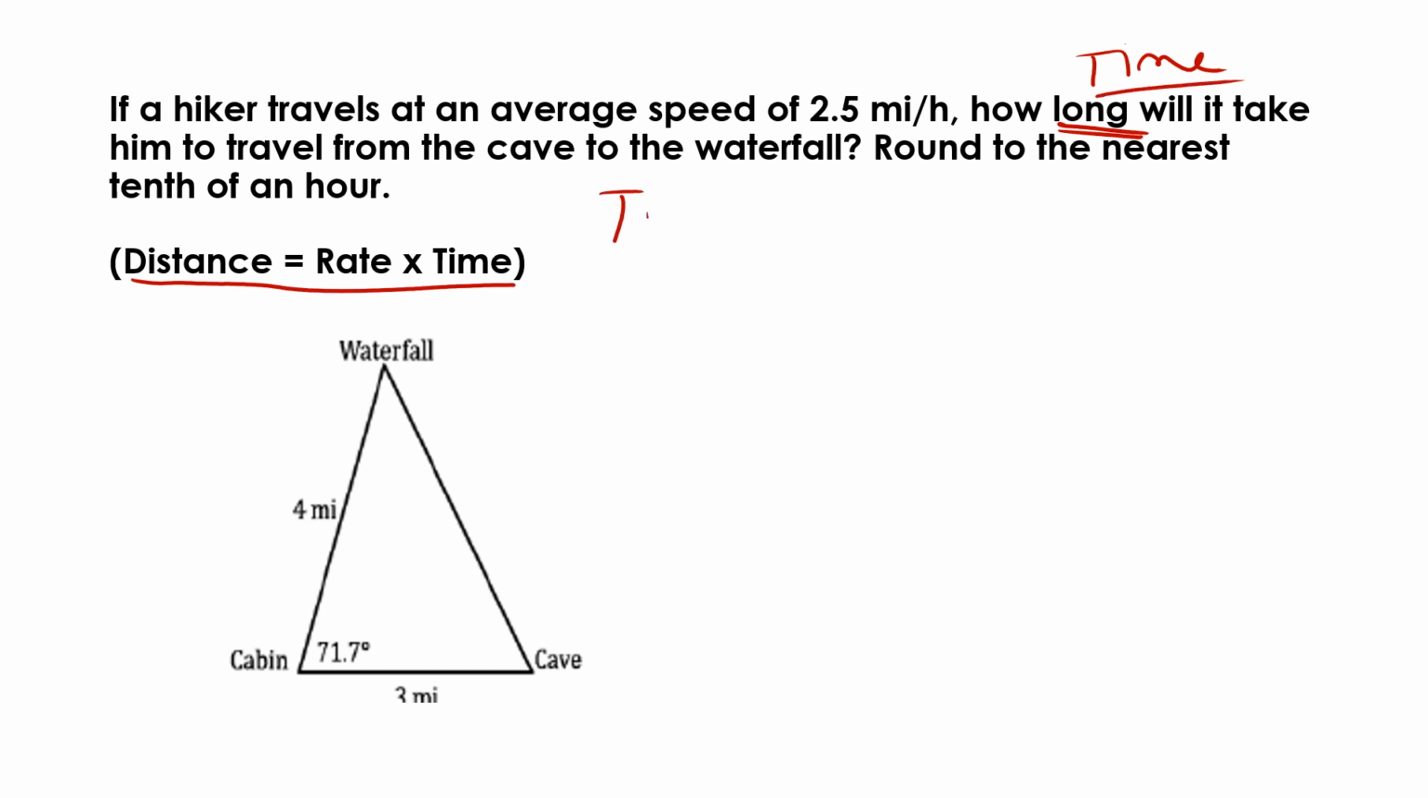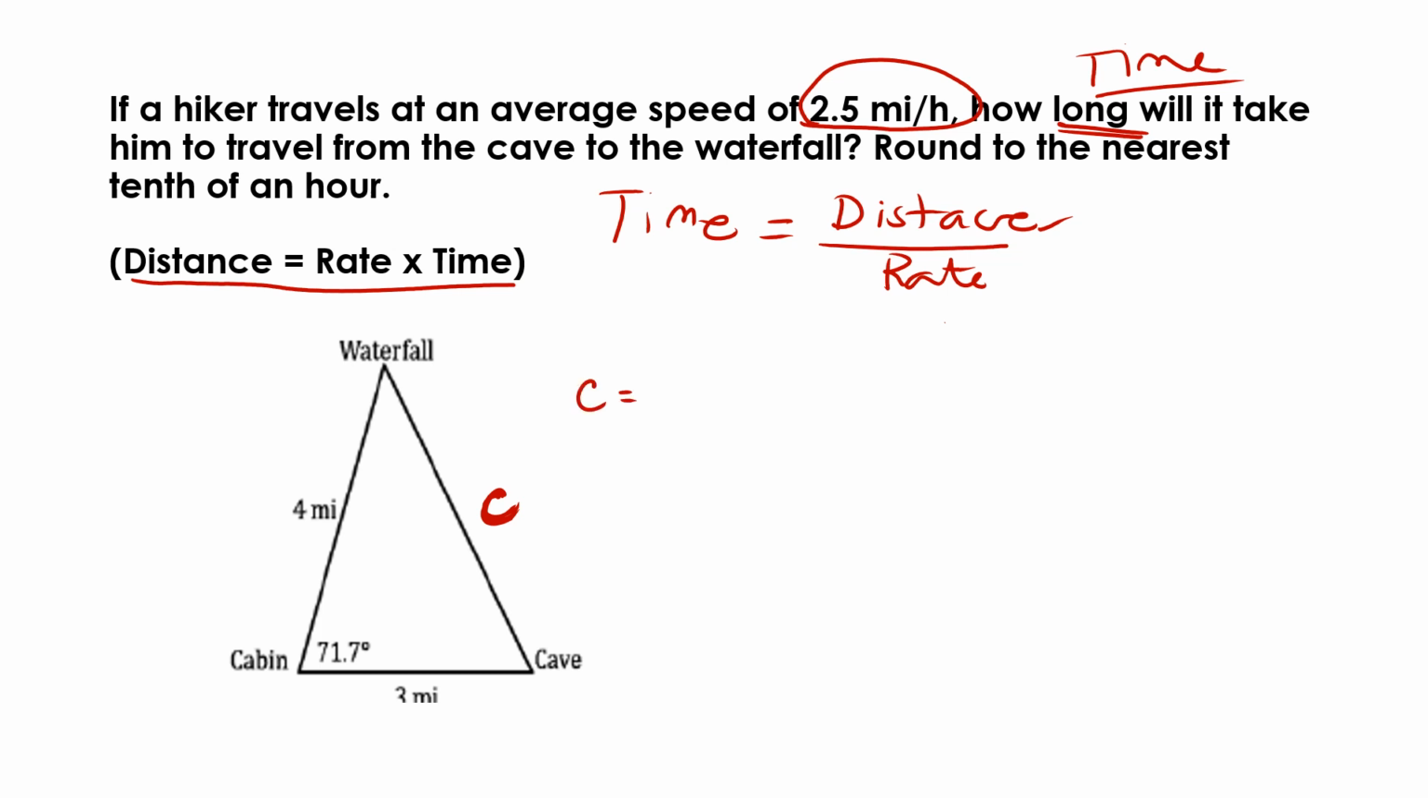So, to find your time, okay, let's just use this one. We're going to have the value of distance over the given rate. What is the distance? The distance is the one that we are going to compute. The rate is this 2.5 miles per hour. So, what you need is to find this side, C, and you're going to get that using your law of cosine.